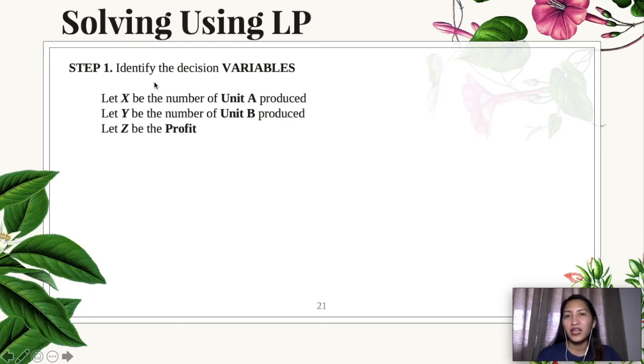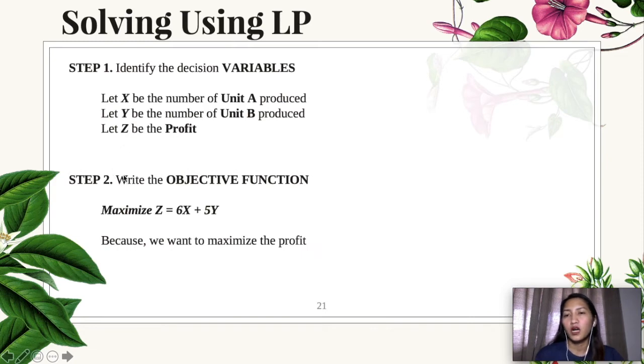First, identify the decision variables. The decision variables is the number of unit A produced, let that be X. Second, the number of unit B produced, let that be our Y. And our profit, let that be Z. Our second step is to write the objective function. Ano yung gusto mong mangyari? Ano yung goal ng anong goal sa ating problem?